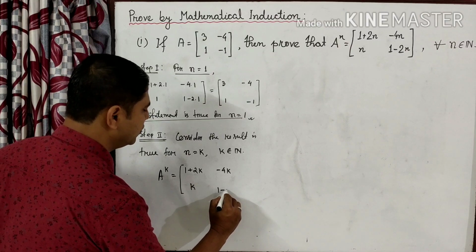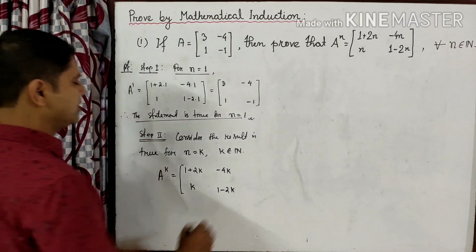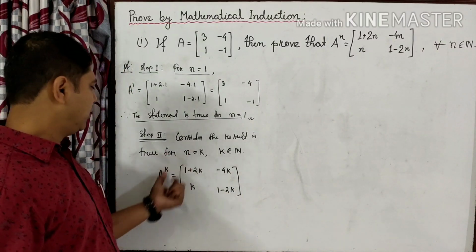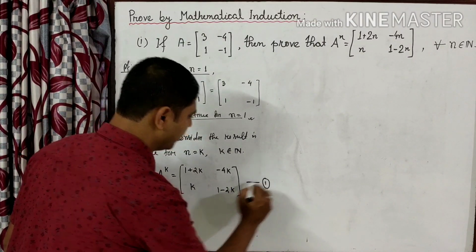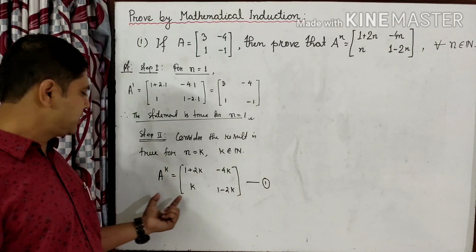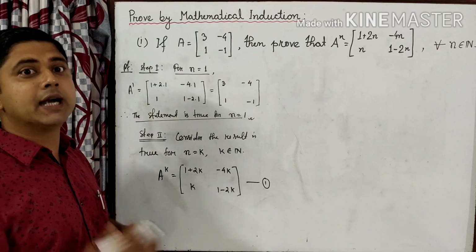Minus 1 minus 2 into K. That means we consider N equal to K. That is the value of A to the power K. This one we consider equation 1. That means with the help of this second step, that means with the help of equation 1, you have to prove this third step.